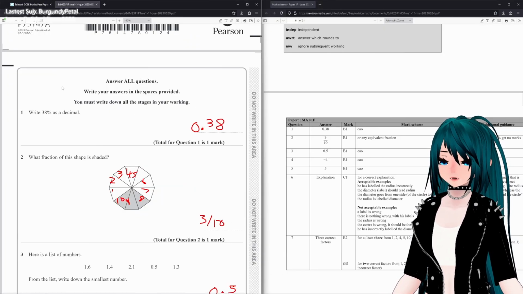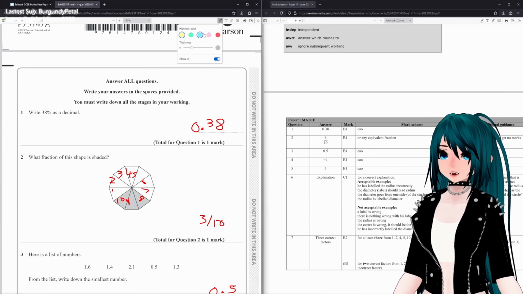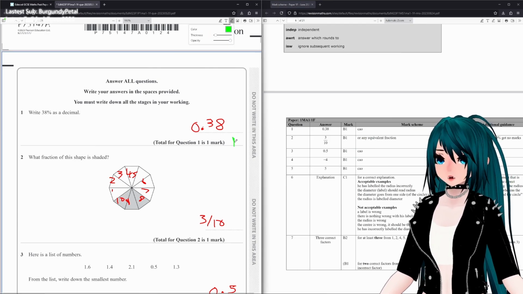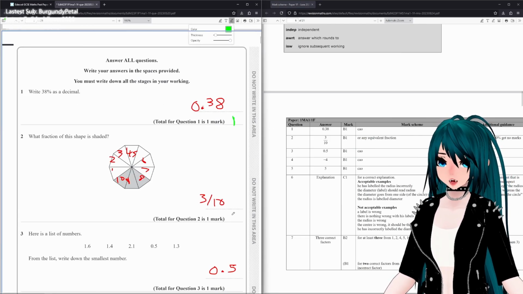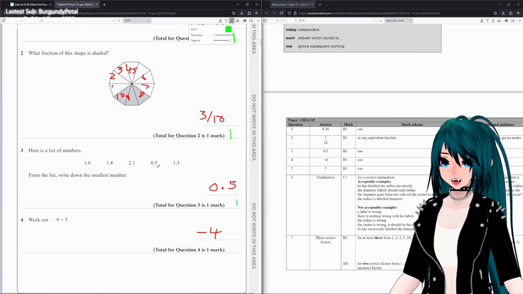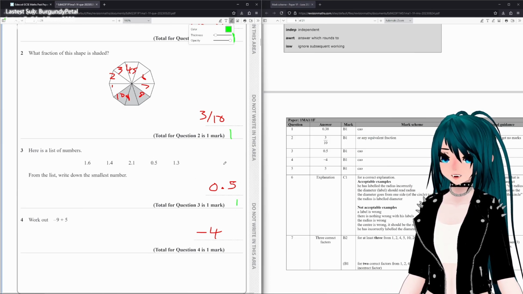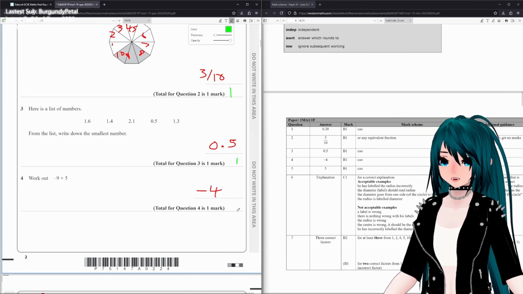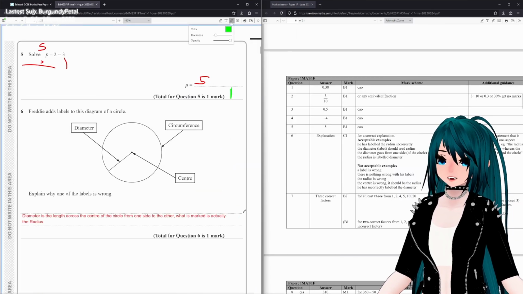So I got 1 mark here. Let me write this down. So we got 1 mark here. This is 1 mark as well. 0.5. Yeah, we got that. Bro, I had to write the smallest number down. That's so stupid. And this is -4. That's another easy mark. This is 1 mark.